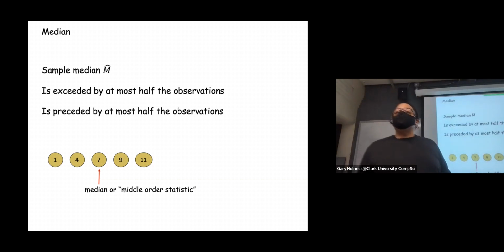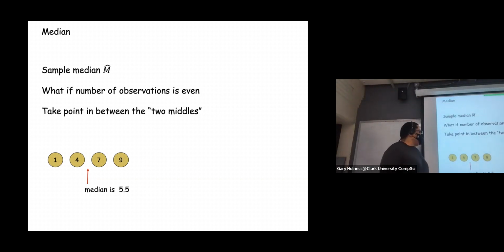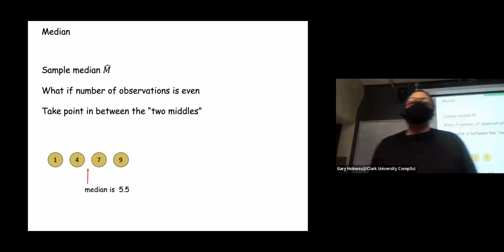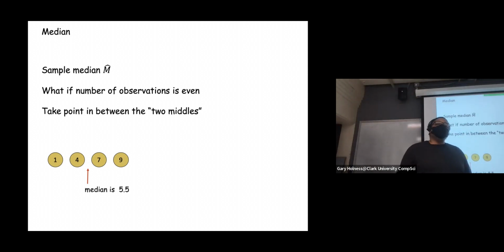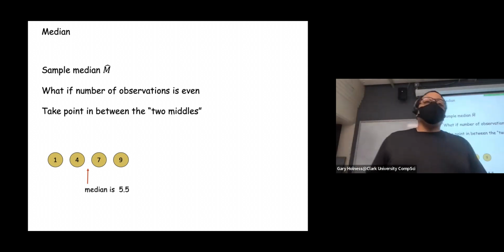Now, what happens if you have an even number of measurements, like 4? Well, your sample median is synthesized from the quote unquote 2 middles. Now, in this case, we have 4 and 7, our 2 middles, and we're taking the average between the two, which is 5.5. And so you have a scheme for computing this middle, regardless of whether or not the number of measurements you have is even or odd.